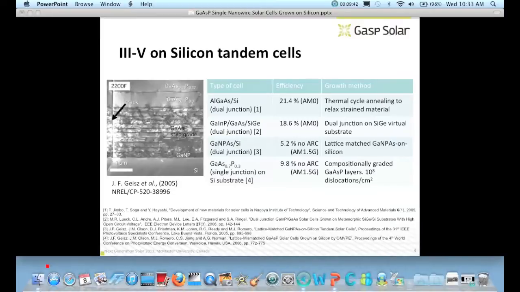The highest efficiency I've been able to find was this aluminium gallium arsenide on silicon, grown at the Nagoya Institute of Technology. They published this in 2005.